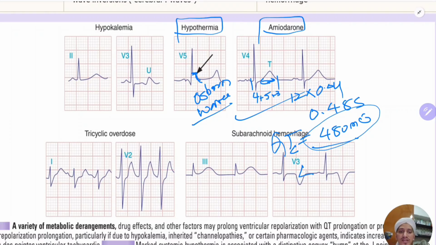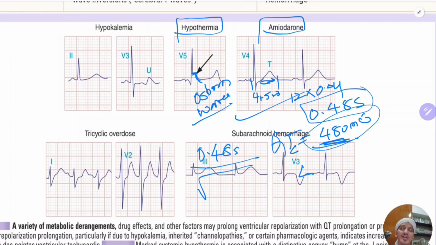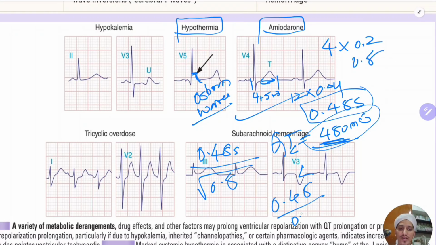So how will you calculate? You take this QT interval in seconds, so it will be 0.48. So we will calculate 0.48 seconds divided by square root of RR interval, RR interval again in terms of seconds. So these are approximately 4 boxes, 4 into 0.2, 0.8 seconds. If you take the square root of this, it will be about 0.87, and so the corrected QT will become more than 500 milliseconds. 500 milliseconds. Okay.